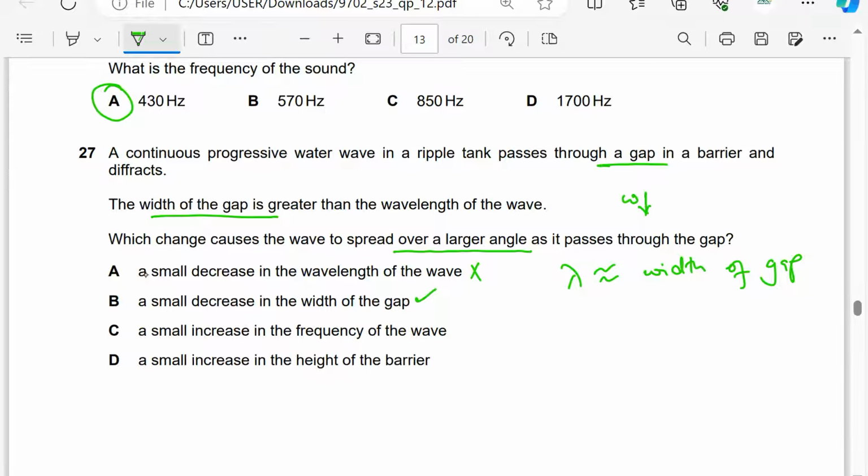A small increase in frequency. Frequency is inversely proportional to wavelength. Increasing frequency is equivalent to decreasing wavelength. Remember, the wavelength was already smaller, so it means you are making it even smaller. So this one reduces diffraction. A small increase in the height of the barrier. This one does not relate to diffraction, so the answer is B. If the size of the gap is very close to the wavelength, then diffraction is max.